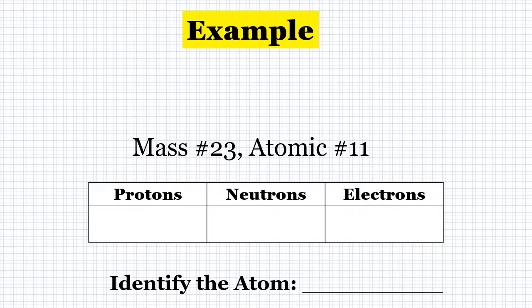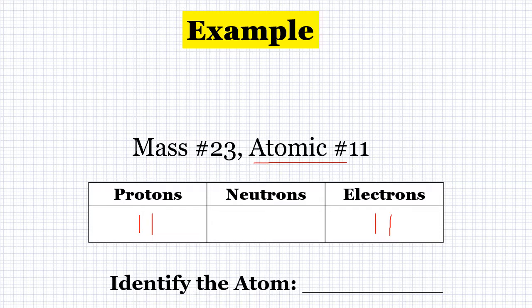All right, let's do an example. So we have a mass number of 23 and we have an atomic number of 11. So I told you previously that the atomic number is equal to the number of protons, which is 11. Now, let's assume that this is a neutral atom, so the number of protons is going to be equal to the number of electrons.